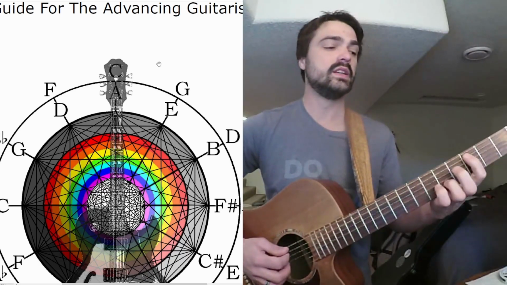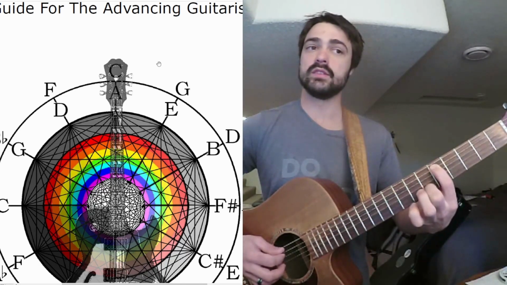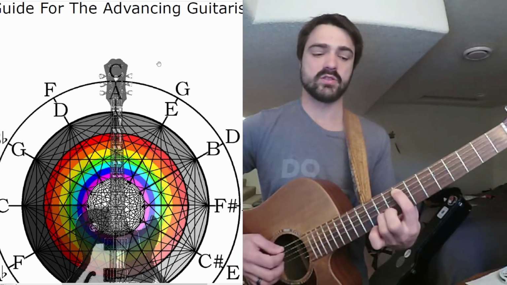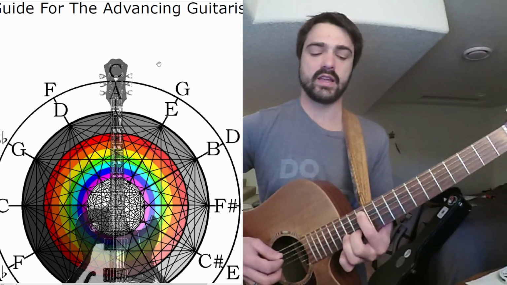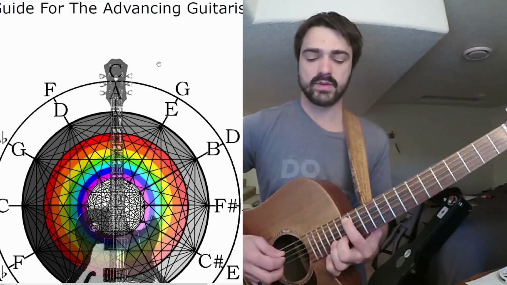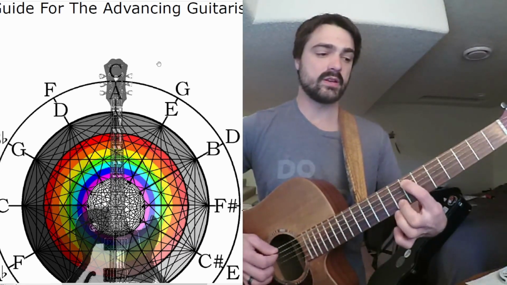That being said, let's review the key of C. We got C major, D minor, E minor, F major, G major, A minor, B minor, C, B minor, A minor, G, F, E minor, D, C.